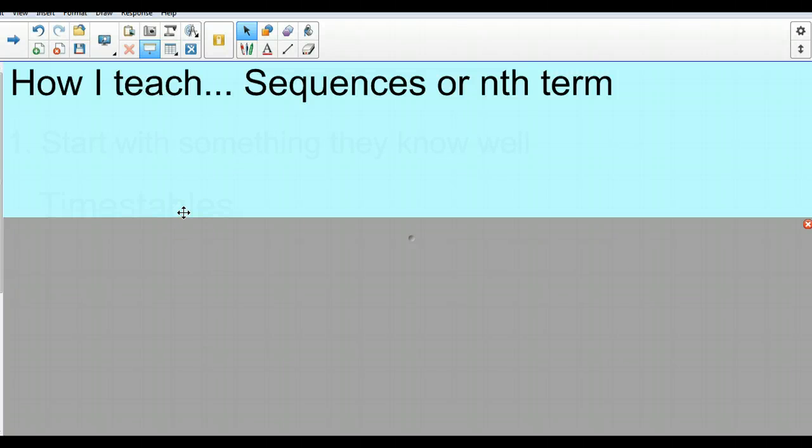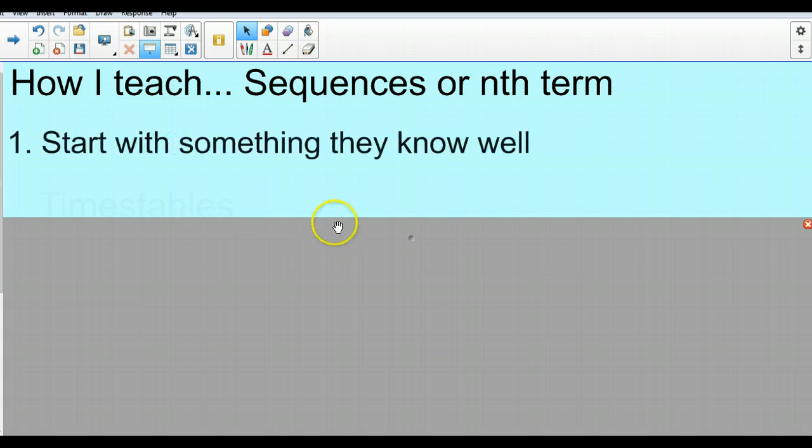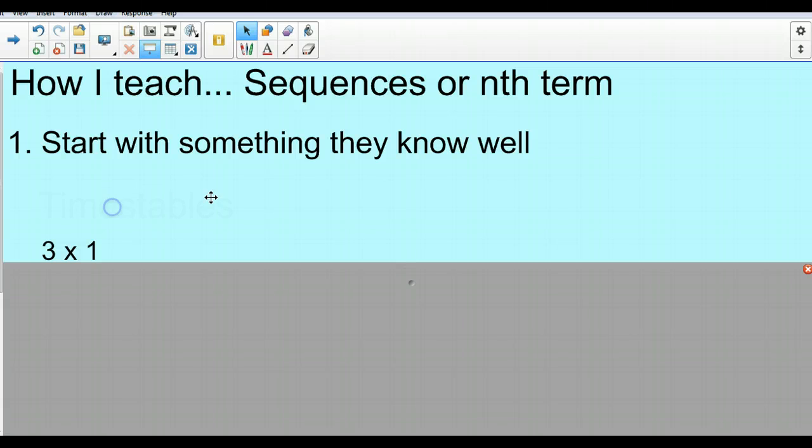Hi there, this is my effort for Mathagogy, and I'm going to talk about how I teach sequences, or the nth term. And what I like to do is start with something they know well, or I hope they know well at least, which should be their times tables. So this will normally be the reasonably able class, and essentially they think I'm taking the mickey because I've started so simple.